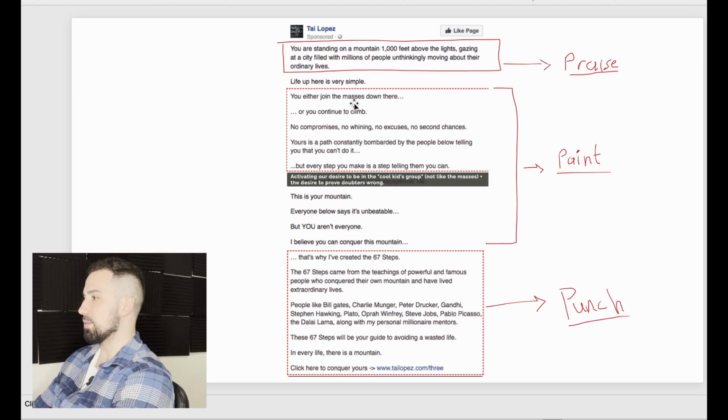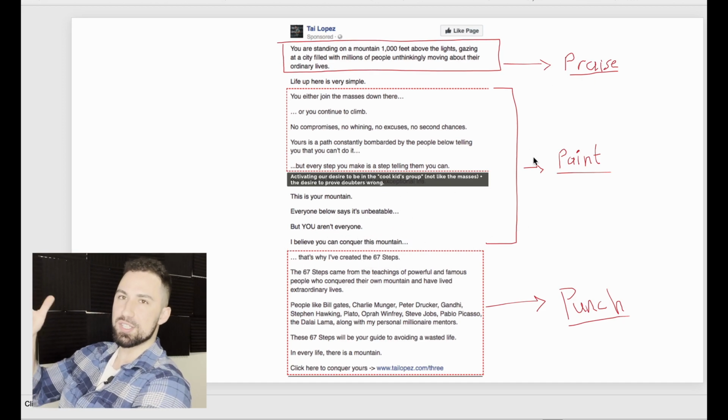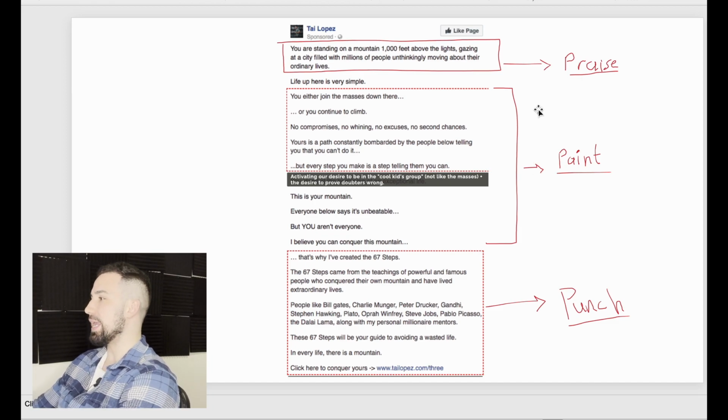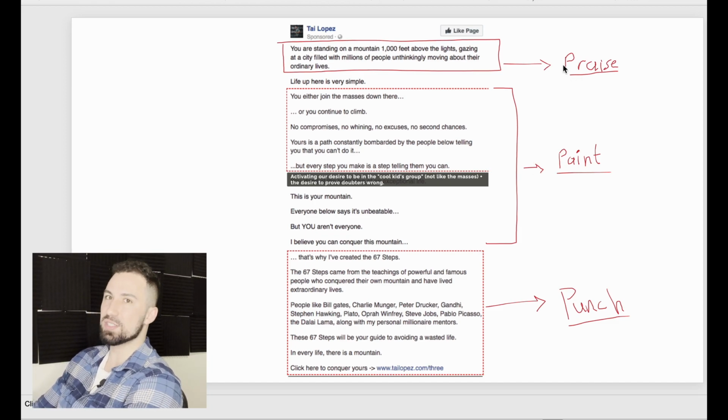Life up here is very simple. And now he's painting that picture. Let's see what he says. You either join the masses down there or you continue to climb. No compromises, no whining, no excuses, no second chance. Your path is constantly bombarded with people telling you something. This is your mountain. Everybody below says it's unbeatable, but you aren't everyone. So actually, he's also putting the praise here as well. He is combining praise and picture. But first of all, putting praise is a little bit better.